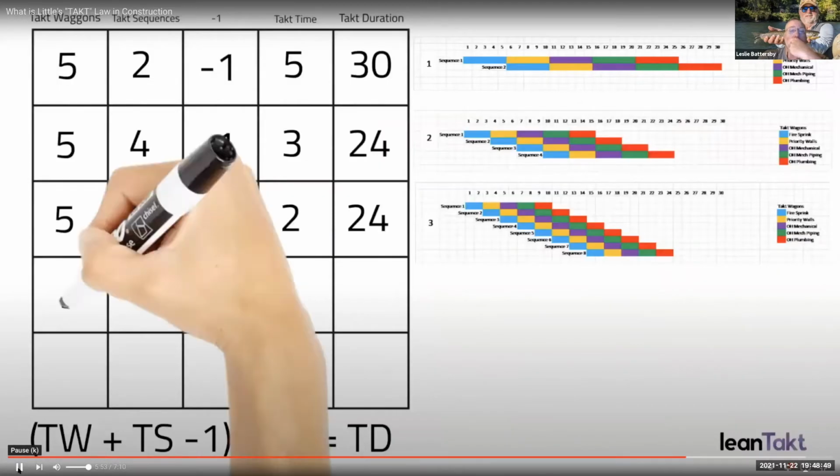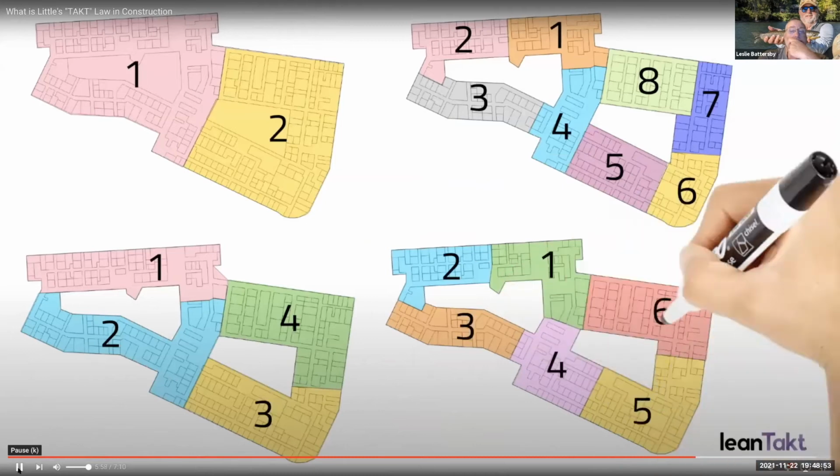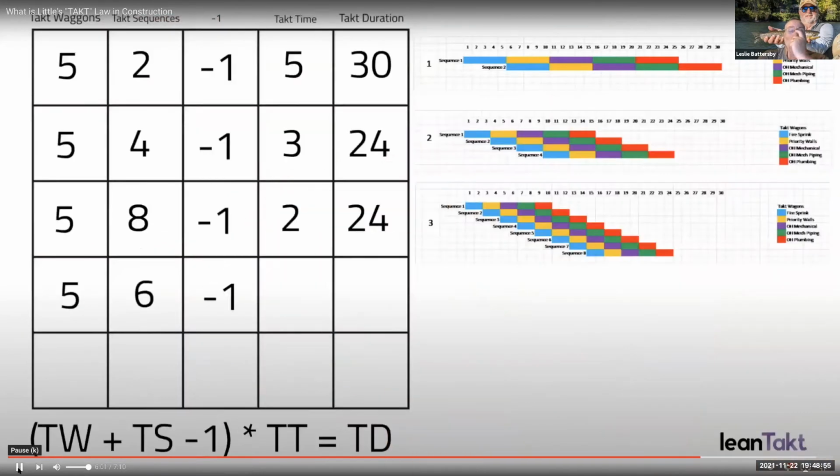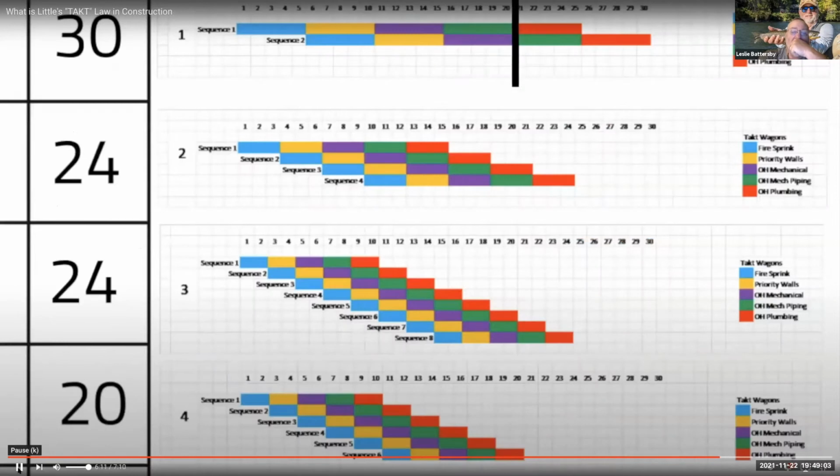But let's try it again with 6 Takt sequences and see if there's anything else we can do. Our Takt time would be something like 1.8, so we would round up to 2 days for our Takt time again, and give us a 20-day overall duration. This phase of work, if managed with 6 Takt sequences, can be achieved in 20 days.